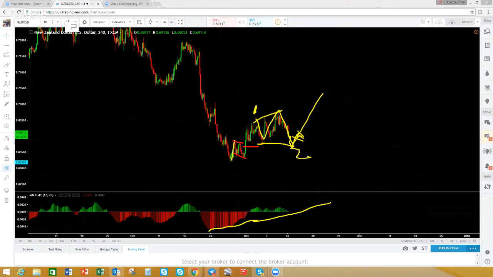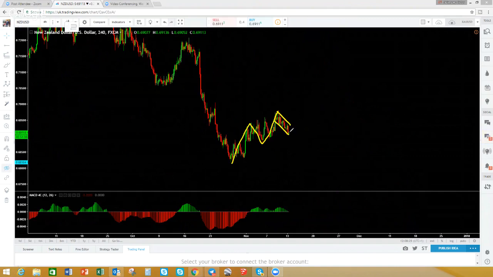But alternatively, this could just be a 1, 2, 3 wave pullback. Could just be a 3-wave pullback. Okay, and then get a move to the downside. But right now, it's telling us that it's correcting. It's not going down. This is not an impulsive move. It's a corrective structure here. We're still gonna get one more up. Okay, if we don't, it's okay. Then we'll be making that pattern. Right, so we'll keep an eye on this one. That's New Zealand.